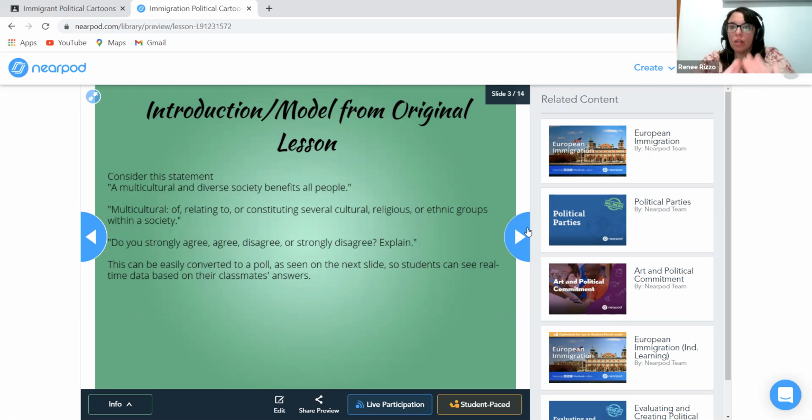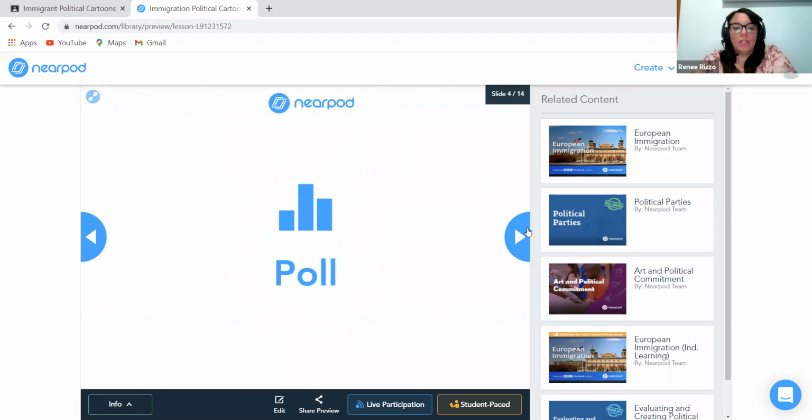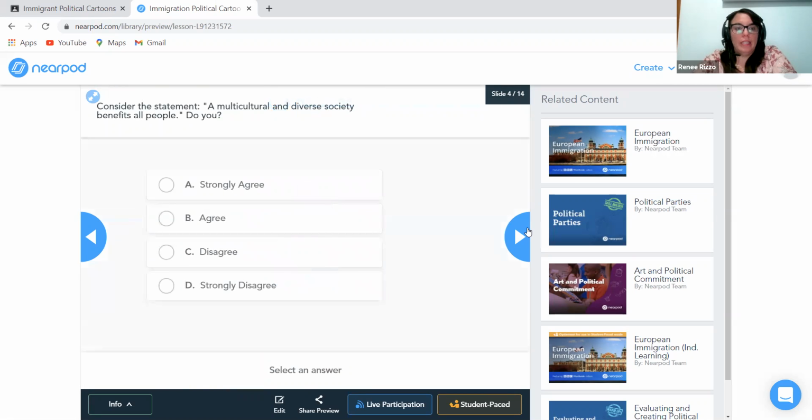So this was all taken directly from the original lesson in Passport to Social Studies in the Teach Hub. But this can easily be converted to a poll as seen on the next slide so students can see real-time data based on their classmates' answers. So the poll in Nearpod: consider the statement, a multicultural and diverse society benefits all people. Then do you A, strongly agree, B, agree, C, disagree, or D, strongly disagree?